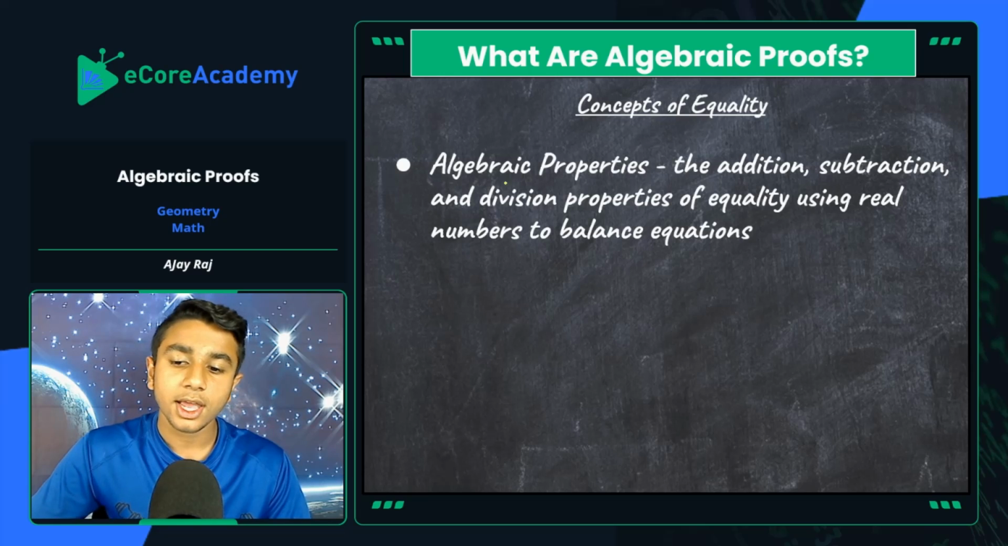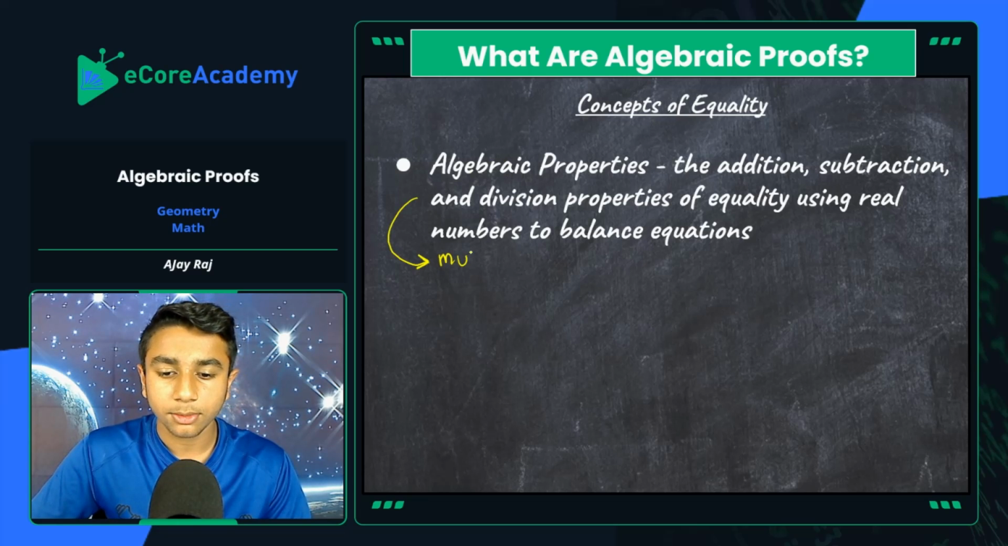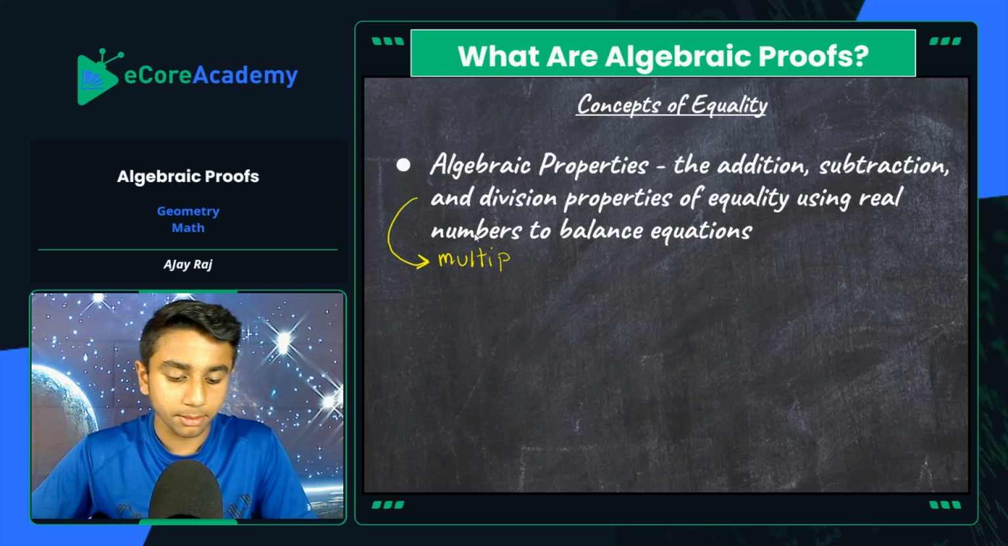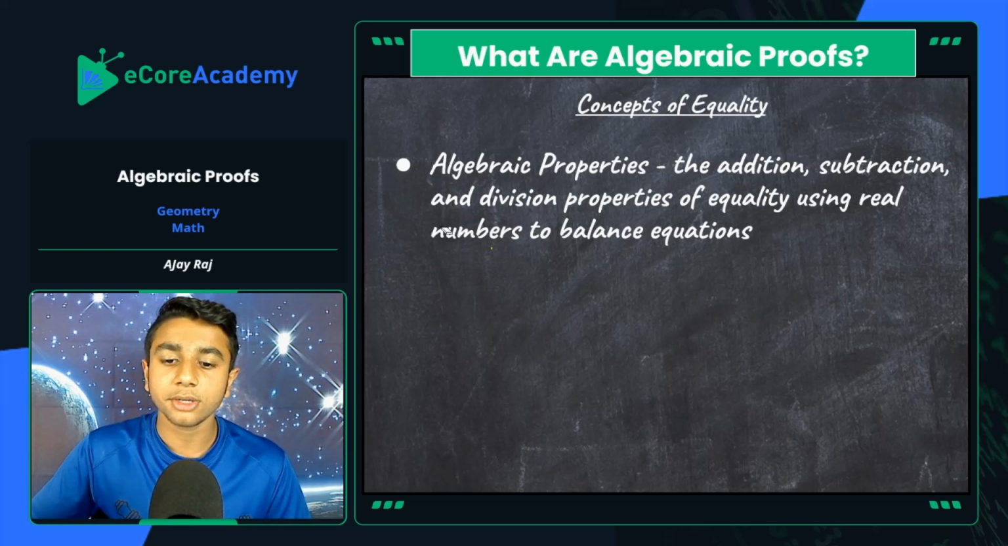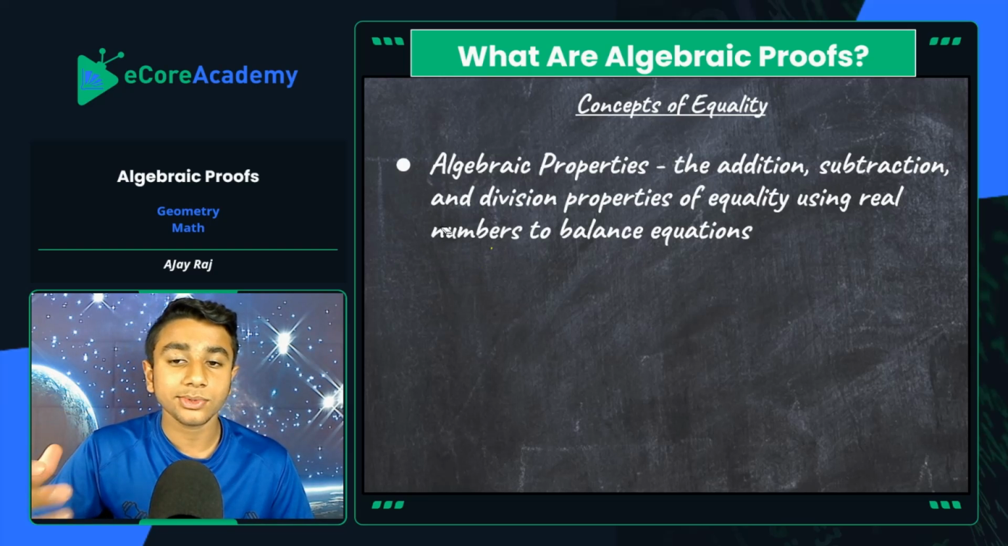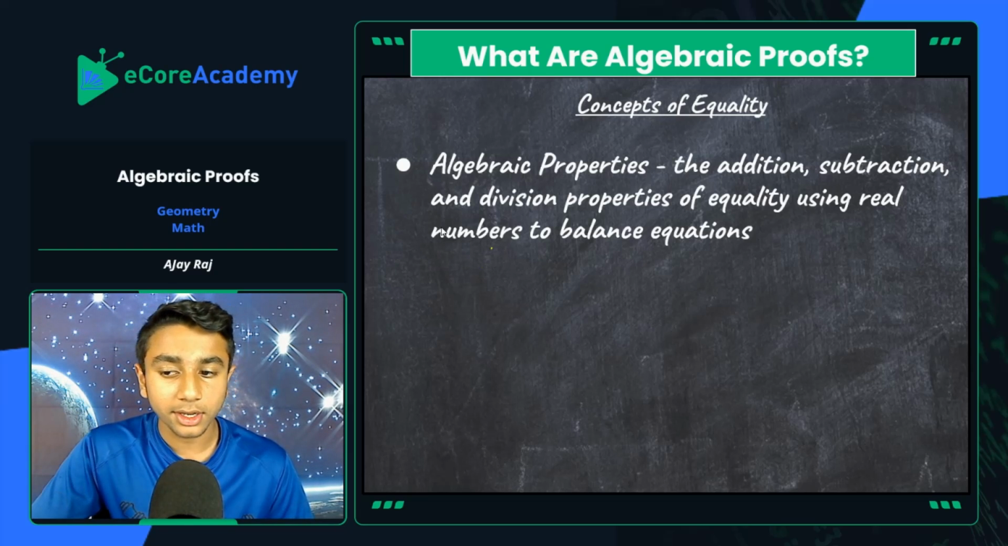to balance equations, as well as multiplication. I forgot to add that here, so I apologize. I'll label them down below so that you aren't confused with what I said. So it's going to be addition, subtraction, multiplication, and division properties, which are your four basic properties of equality, and you're using real numbers to balance equations.